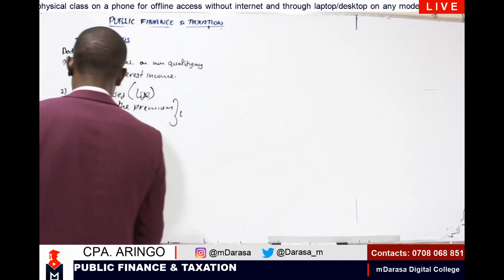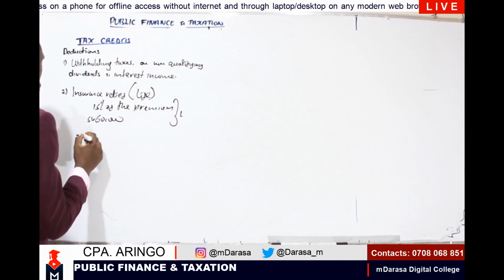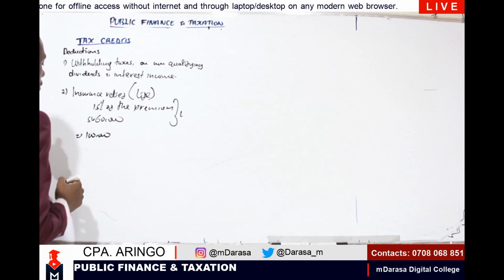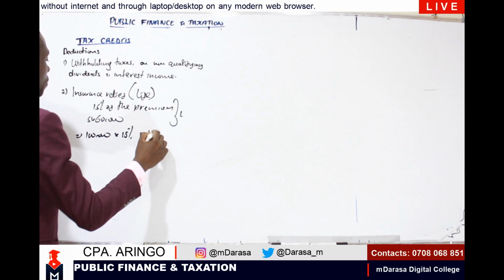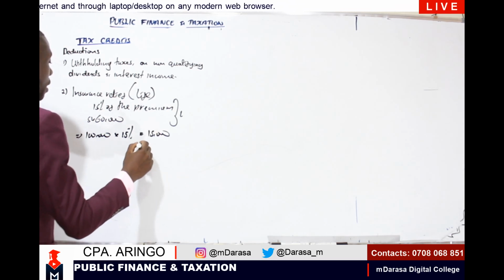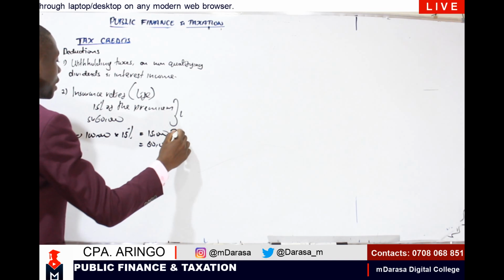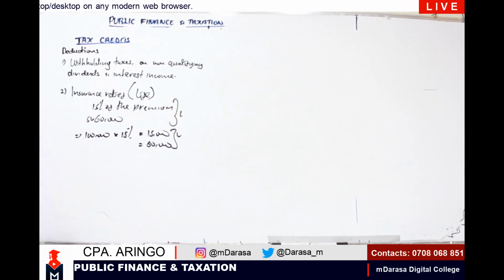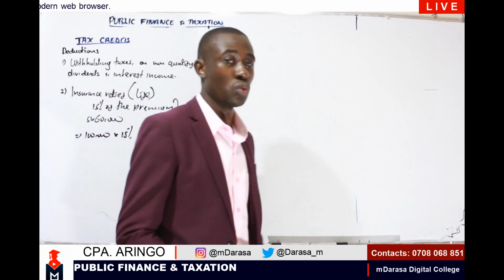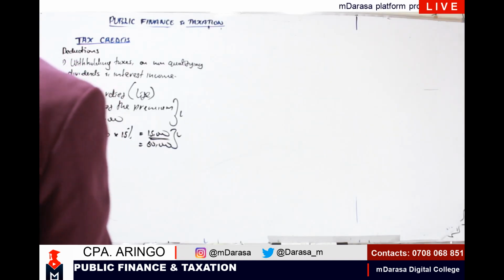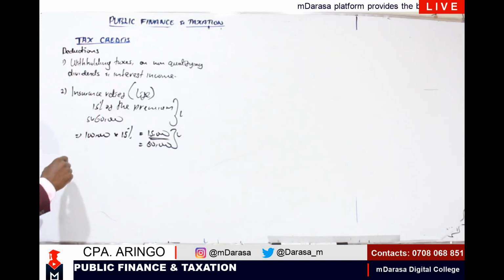Assuming, my good students, that my total premium is, say, 100,000. I should take 15% of 100,000, which would give me roughly 15,000. I compare that with 60,000. Whichever is lower of the two is the one that I am going to take as our relief. In our case, 15,000 is lower of the two, so that is the amount that I am going to take as our relief. Now, after we've talked of that, that should bring us to number 3.